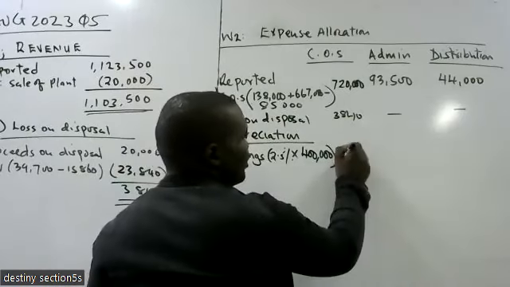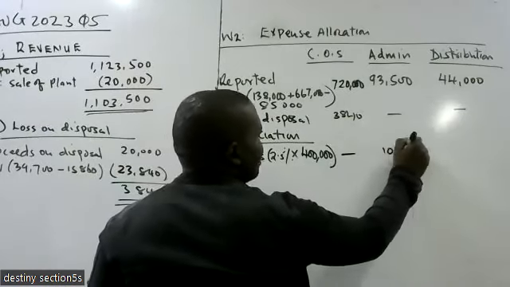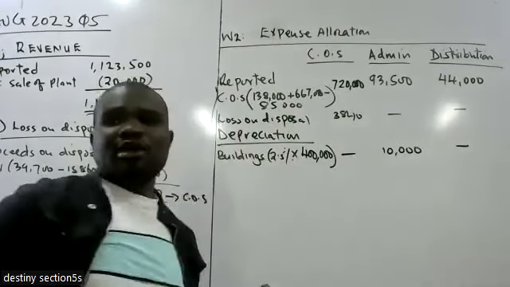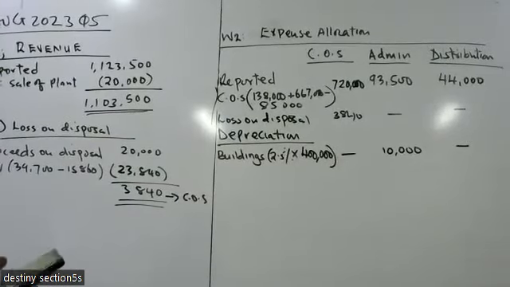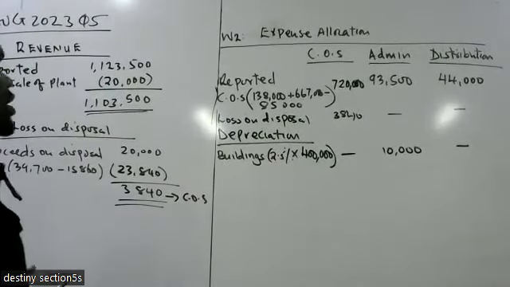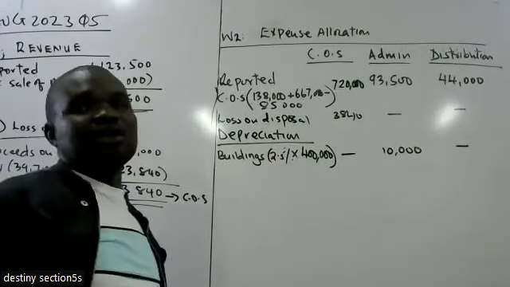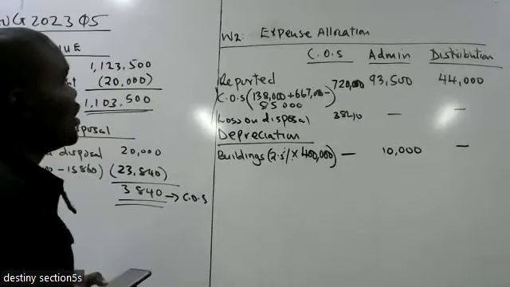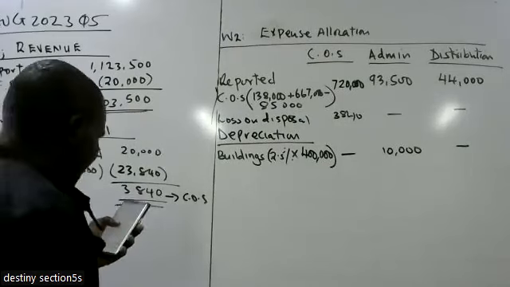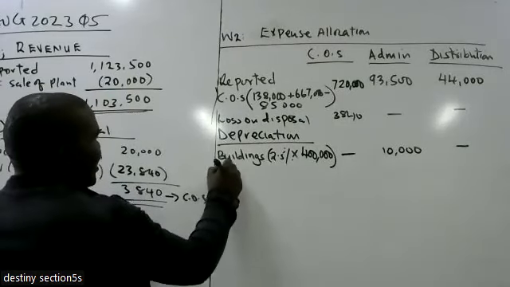Sorry, it should go to administrative. That is what they are saying. Francisca, is it 1 or 10? It is 10. 400,000 times 2.5%. So 2.5 times 400 divided by 100 is 10,000. The next, plant.